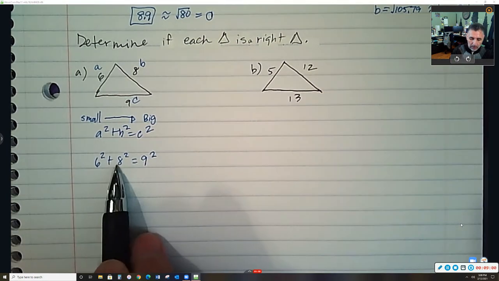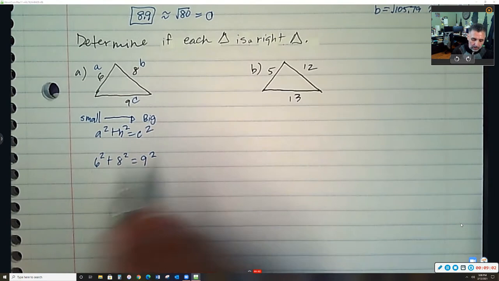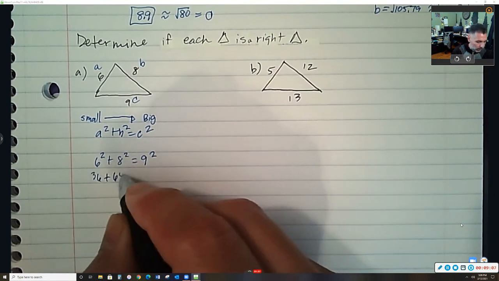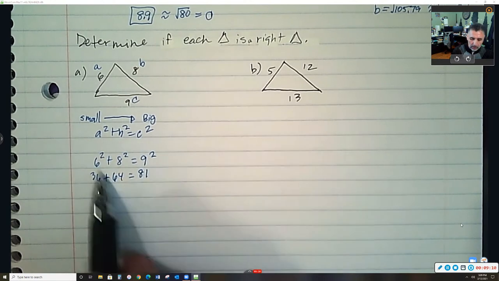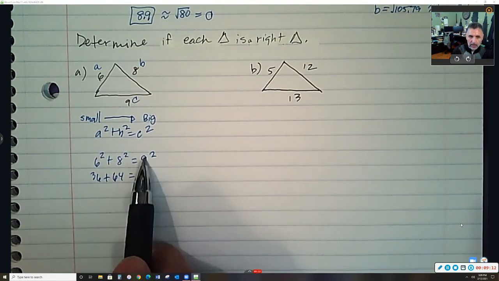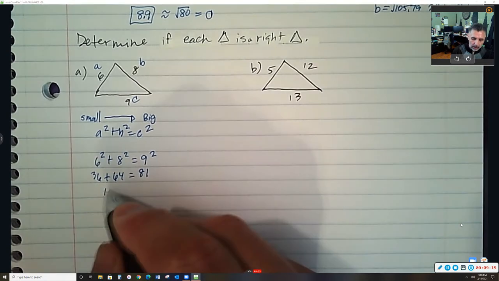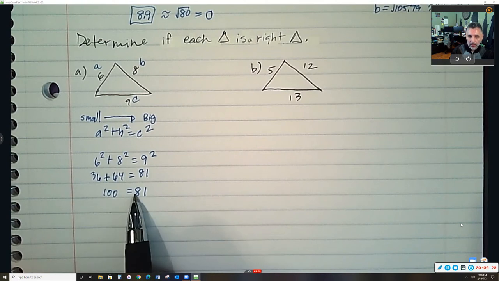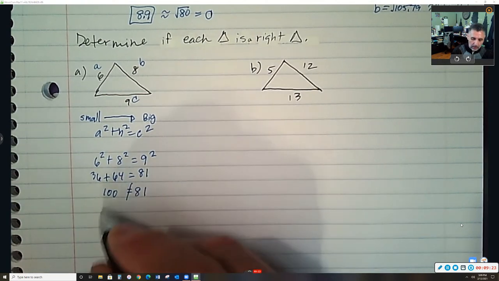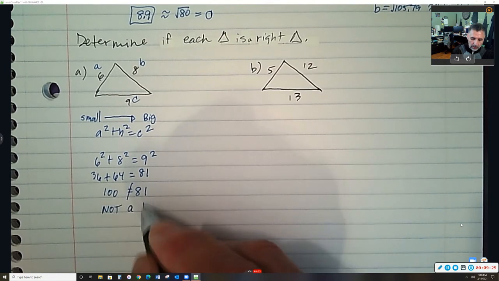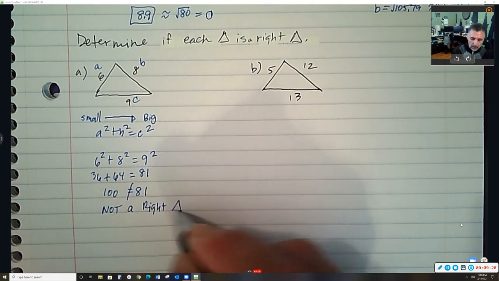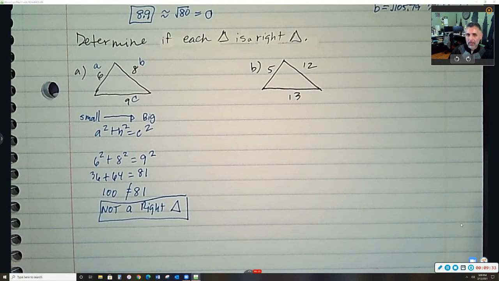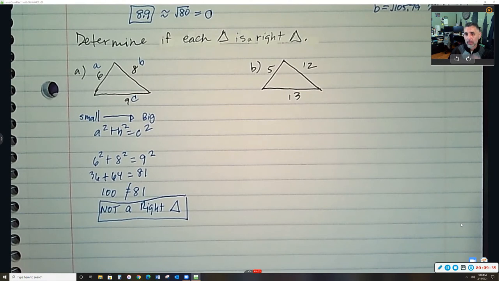A is 6, B is 8, C is 9. Start to simplify this. And you don't have to write everything down when you're solving these. You could type this in the calculator, push enter, type that in the calculator and push enter. I'm just kind of showing you every step, that way you realize what's going on. And see how they're not equal? If they're not equal, then it's not a right triangle. It's not a right triangle. Okay? They have to be equal in order for it to be a right triangle.